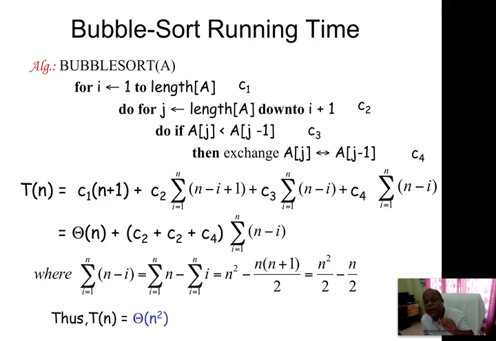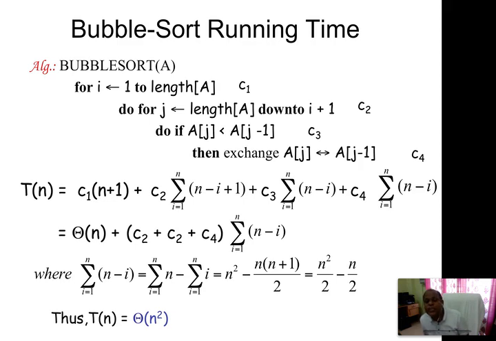N minus I plus 1 time, where I is equal to 1 to n. Because for I equal to 1 to n, this will enter into the loop, and hence this will run n minus I plus 1 times.